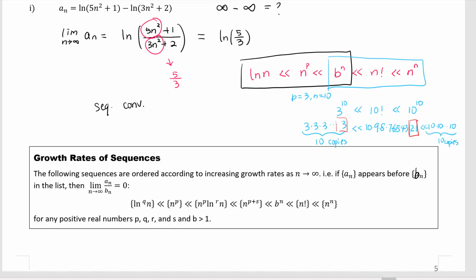So now you can see when n goes to infinity, n to the n is much bigger than n factorial and much bigger than b to the n. That's why we have this list. You don't need to remember the long list, just remember the simple version with 5 of them.